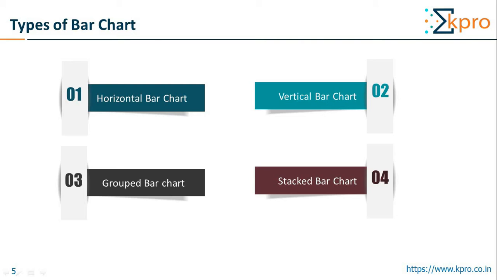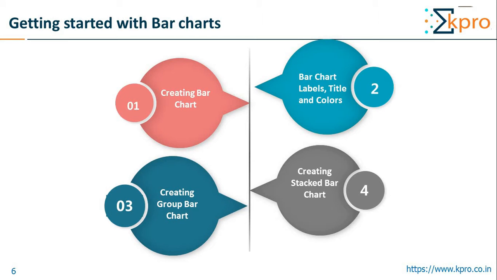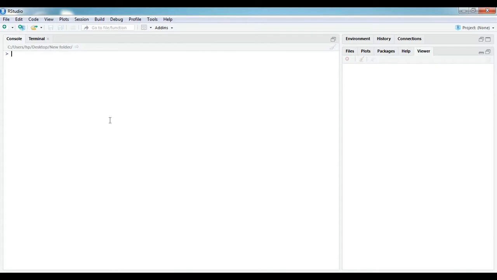Now we'll learn how to create a bar chart, how to give label, title and colors to the bar chart, how to create a group bar chart. At the end we'll learn creating a stack bar chart. For creating a simple bar chart, we just need to define a vector which will supply data to the bar chart. So let me first create a vector.